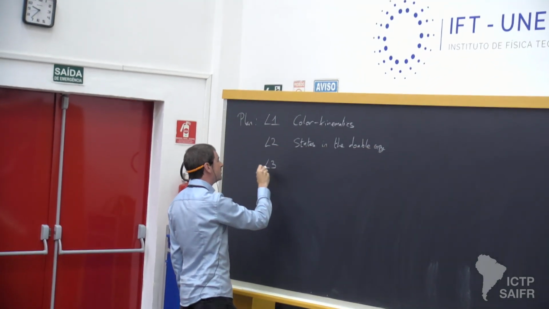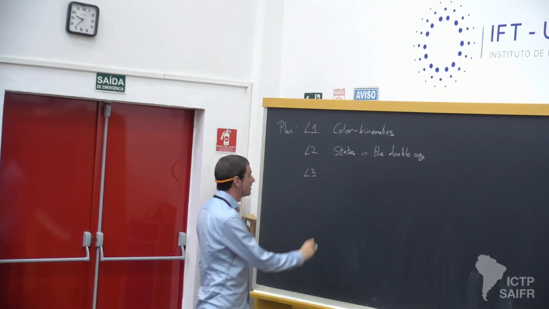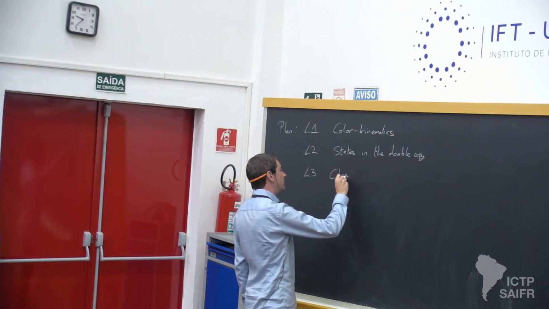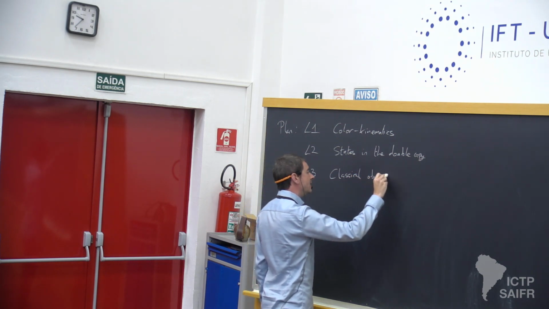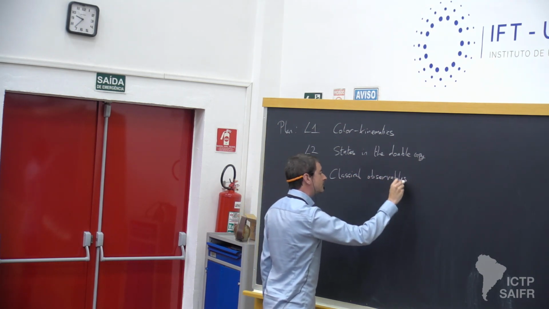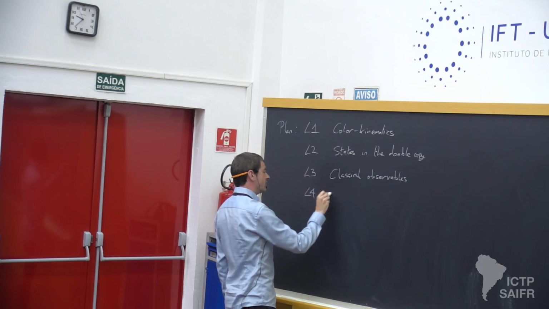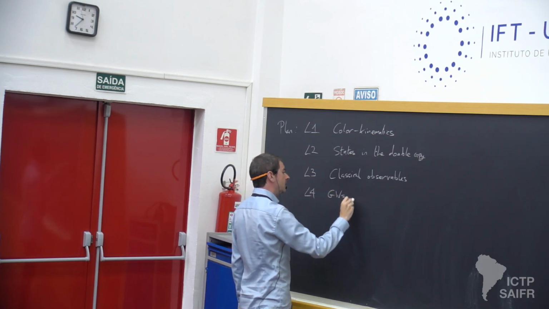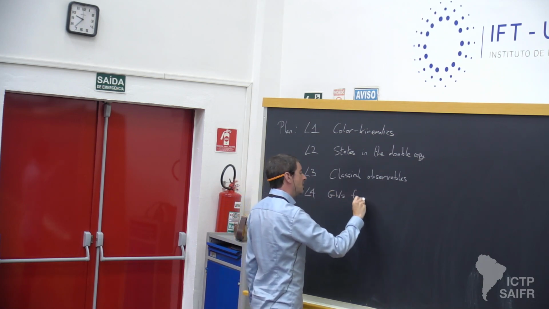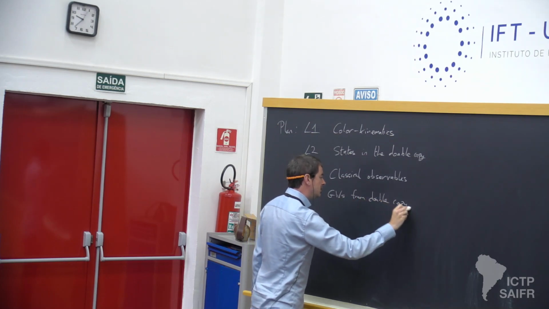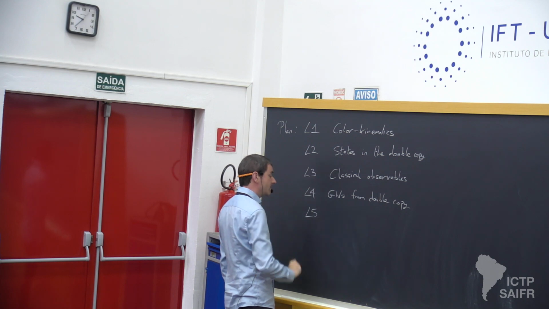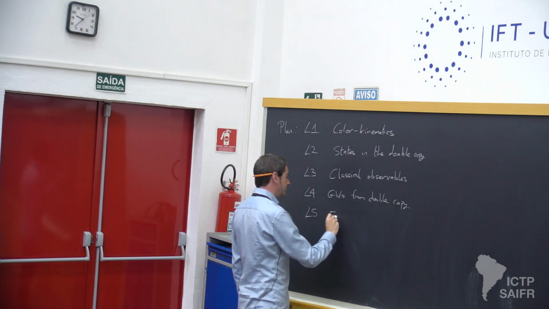In my third lecture, let's see, classical observables. Things get a little bit more vague after this. But I'm planning to talk about gravitational waves from the double copy in lecture 4. And then finish with exact solutions.